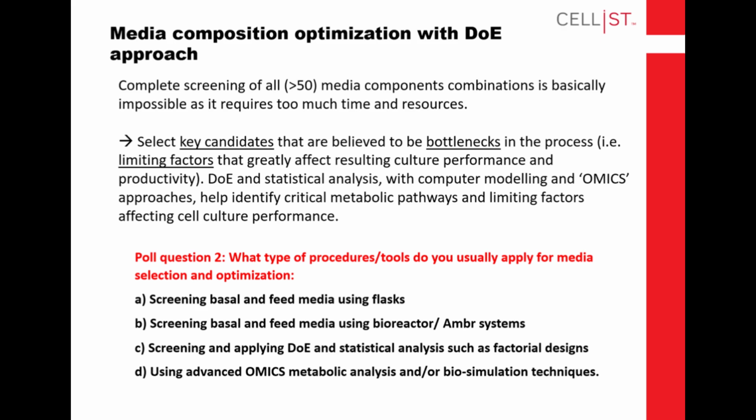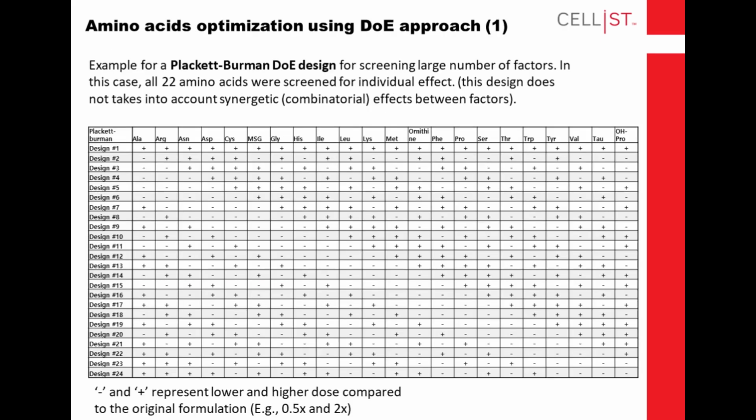And next, I want to just quickly show an example of a DOE, design of experiment, that can be easily employed. We can do this kind of screening using what's called a Plackett-Burman DOE design that allows screening of a large number of factors. In this example, all the amino acids were included, each of them with a higher and lower dose compared to the original media. Plus means a higher dose and minus is a lower dose compared to original media.